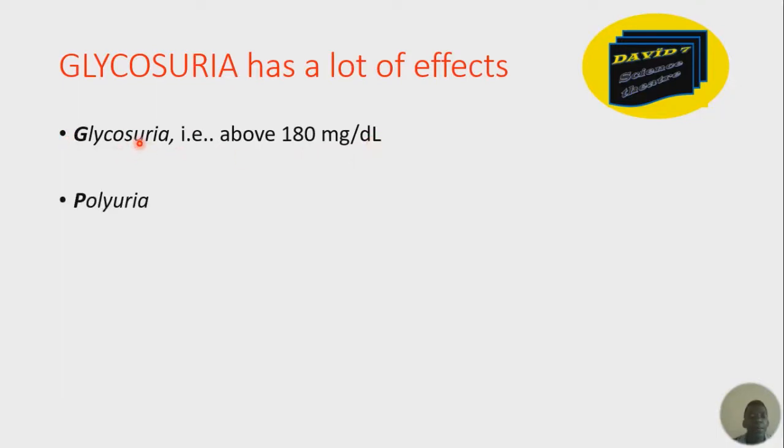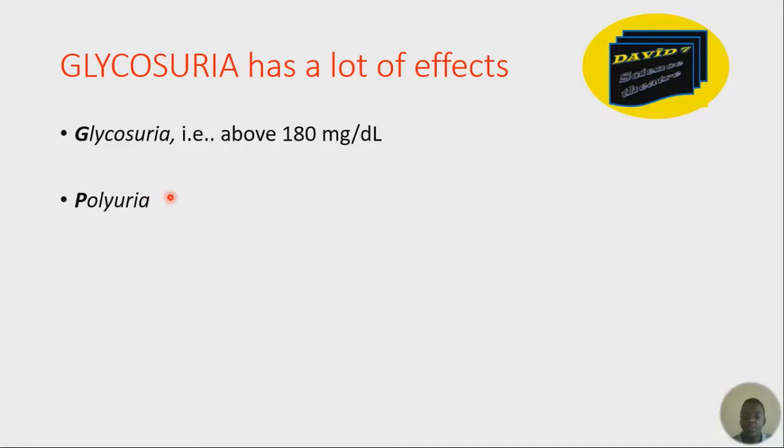Polyuria is another effect of glycosuria. That is, you over-urinate. This is due to the osmotic effects of glucose within the lumen of the nephron. The osmotic effect of the glucose in the lumen of the kidney nephrons will cause polyuria.